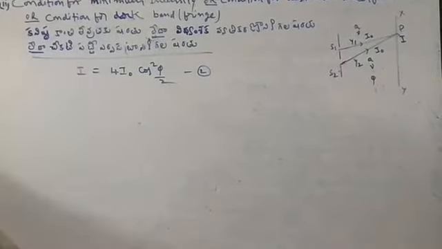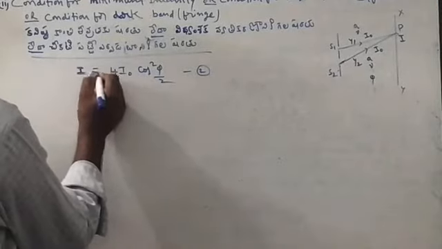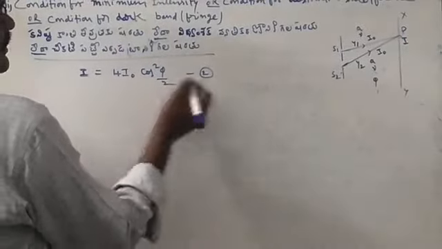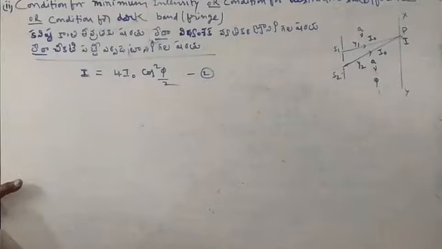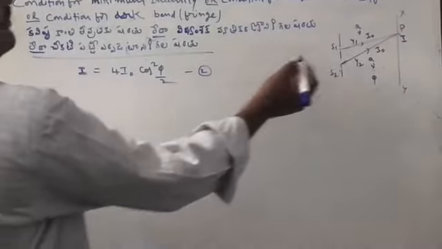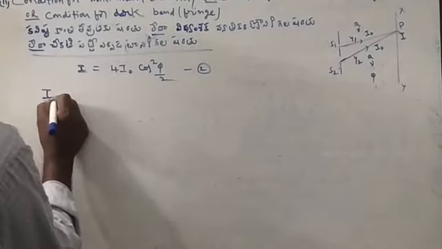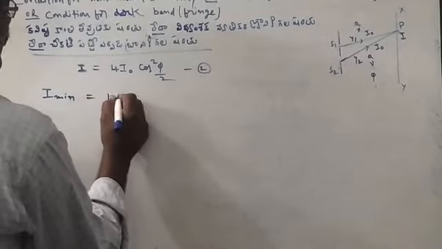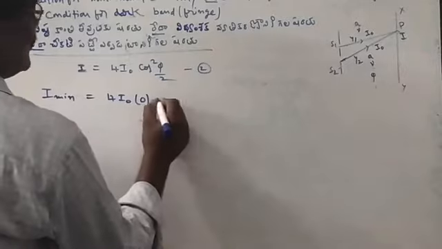Second case. I is equal to 4I0 into cos square phi by 2. This is our equation 2, already derived, where I is the intensity of the light at P. I minimum is equal to 4I0 into 0, that is equal to 0.